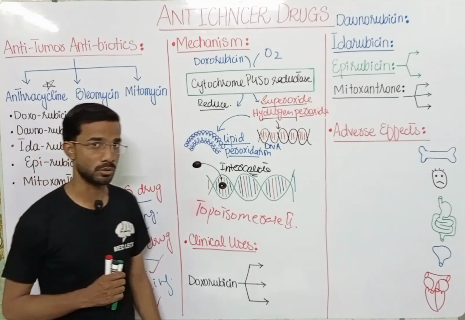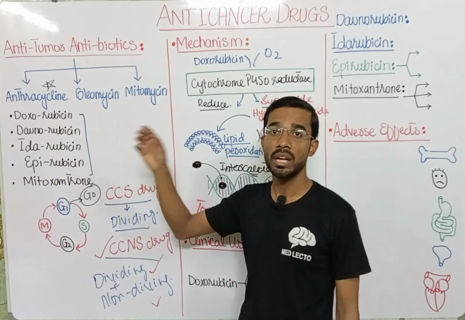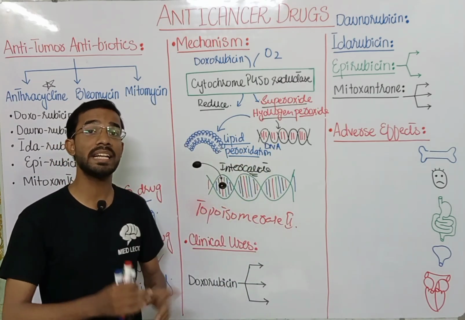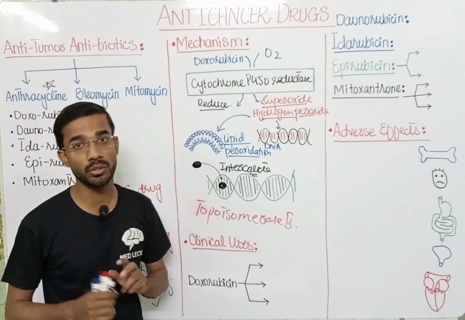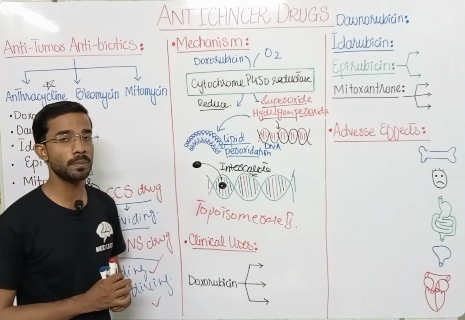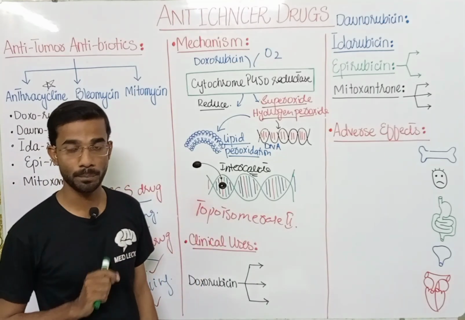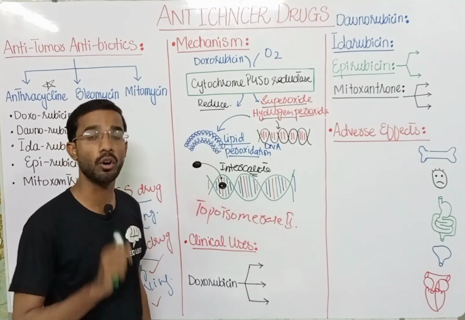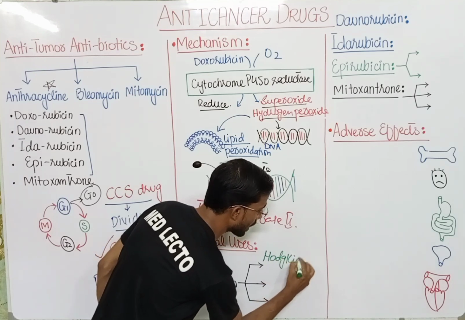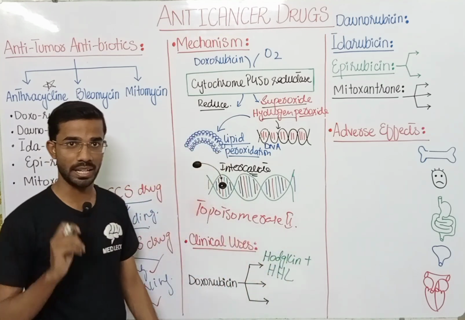If we discuss the clinical use, no doubt all these drugs, doxorubicin and these 5 drugs, have similar structure and similar mechanism of action, but their therapeutic, or you can say clinical, uses are different. So first of all, let's discuss doxorubicin. Doxorubicin is used in Hodgkin and non-Hodgkin lymphoma, in which we see the Reed-Sternberg cell in Hodgkin lymphoma. So Hodgkin plus non-Hodgkin lymphoma. This is the one case.